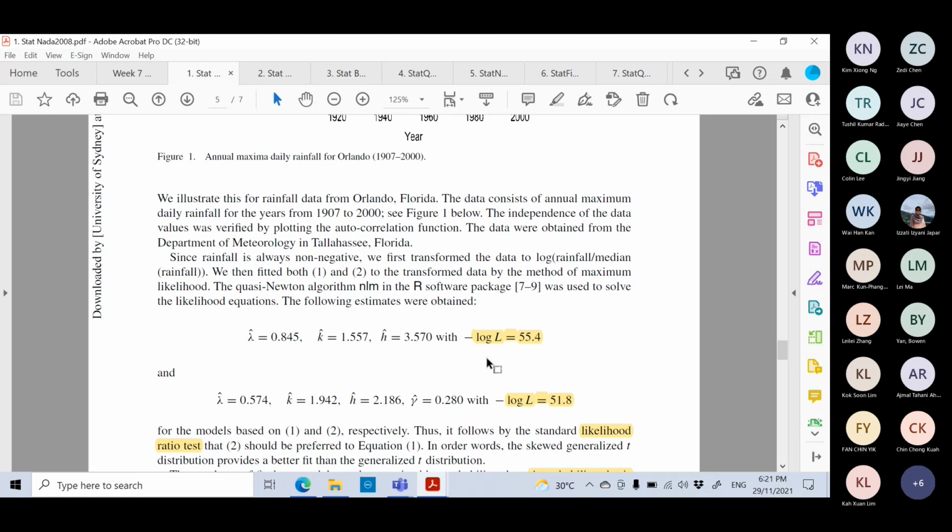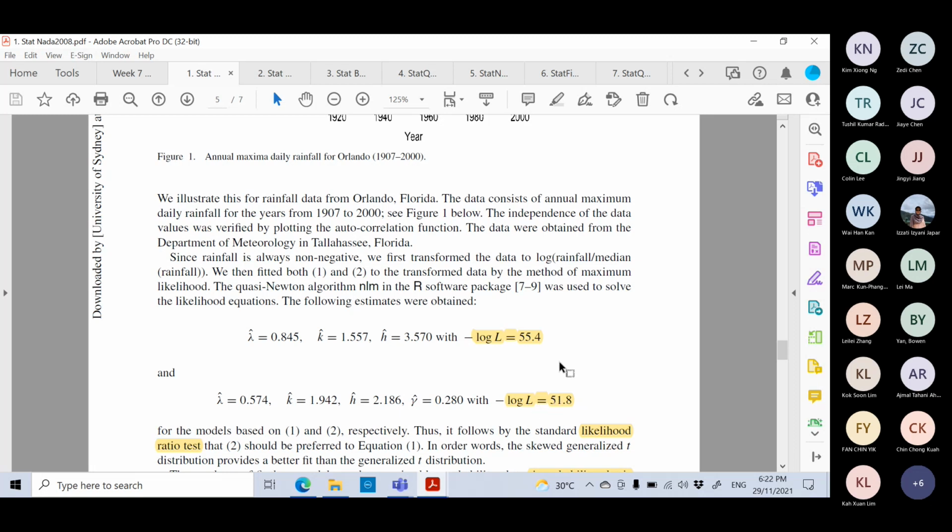But one of the criteria to justify that your method can be applied and fits very well is that you need to provide some evidence to justify that your method is working. So in this paper, they use the log likelihood to compare the first model and the second model here. They expect that the larger the log likelihood, the better. Because it's a negative log likelihood, the log likelihood should be negative 51.8 for this one, and negative 55.4 for this one. Therefore, this one will be larger.